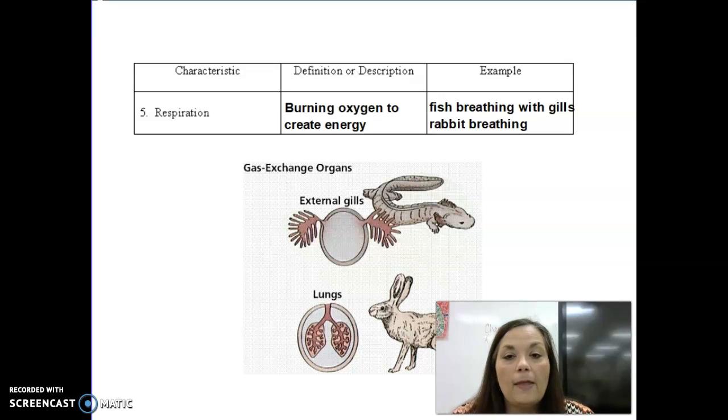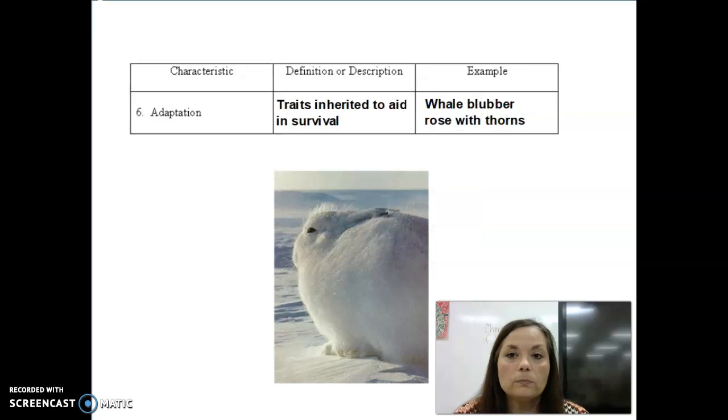Okay? And the actual term for it is any way that your body gets oxygen into it, and then you actually create energy by burning sugar with that oxygen. So we use our lungs, fish breathe with gills. Some things that live in the water, like different protists and things, actually get the oxygen directly from the water. So it's any way you get oxygen to burn sugar for energy.